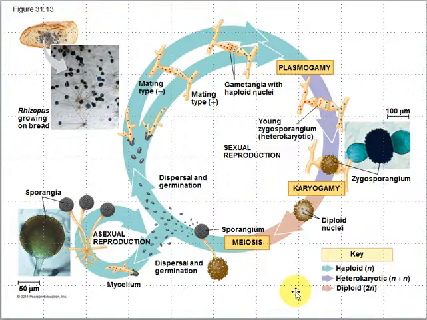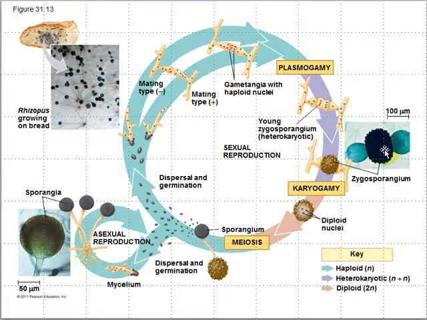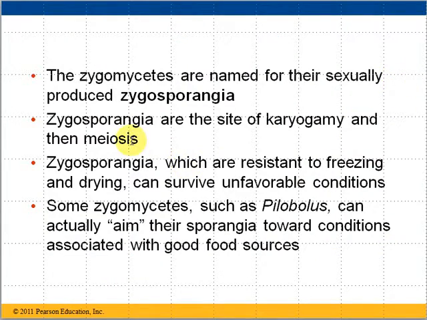So they can reproduce asexually or sexually like a lot of the fungi can. The name zygomycetes comes from this zygosporangium that we were just mentioning. The zygosporangia are the site of karyogamy and then meiosis. Zygosporangia, which are resistant to freezing and drying, can survive unfavorable conditions.